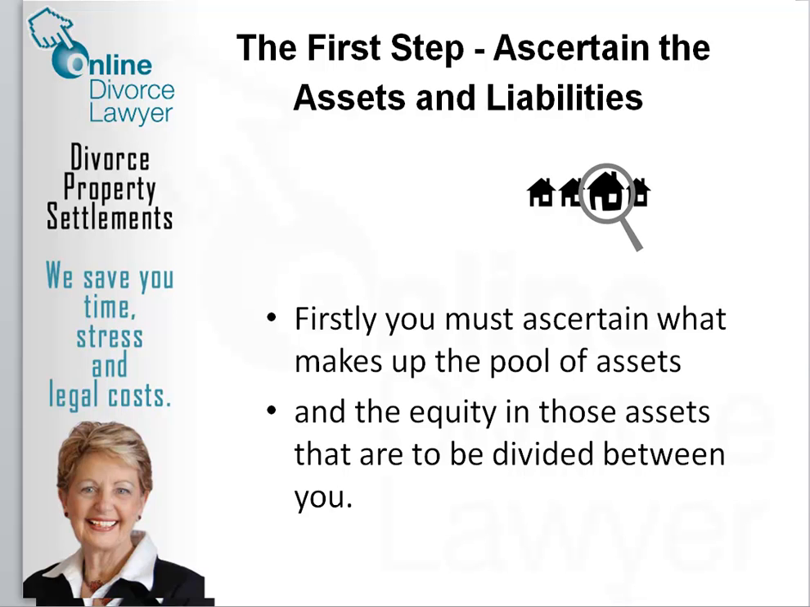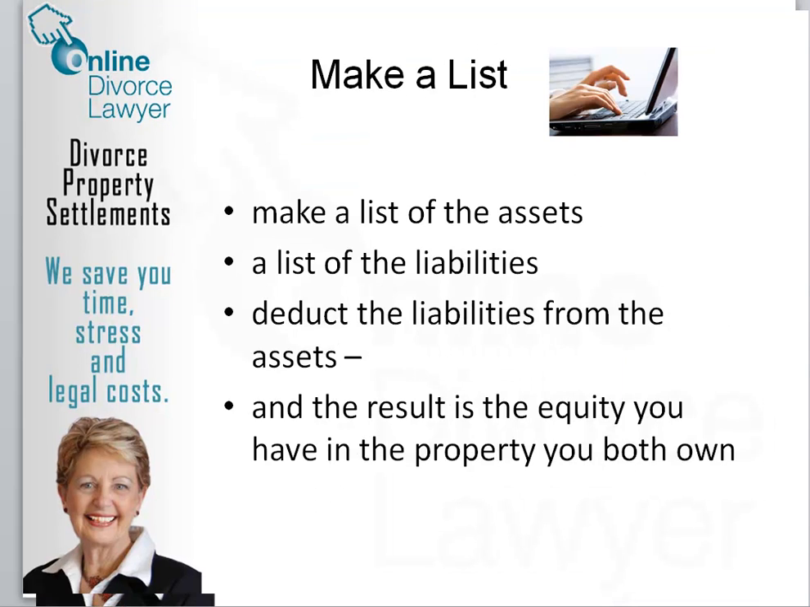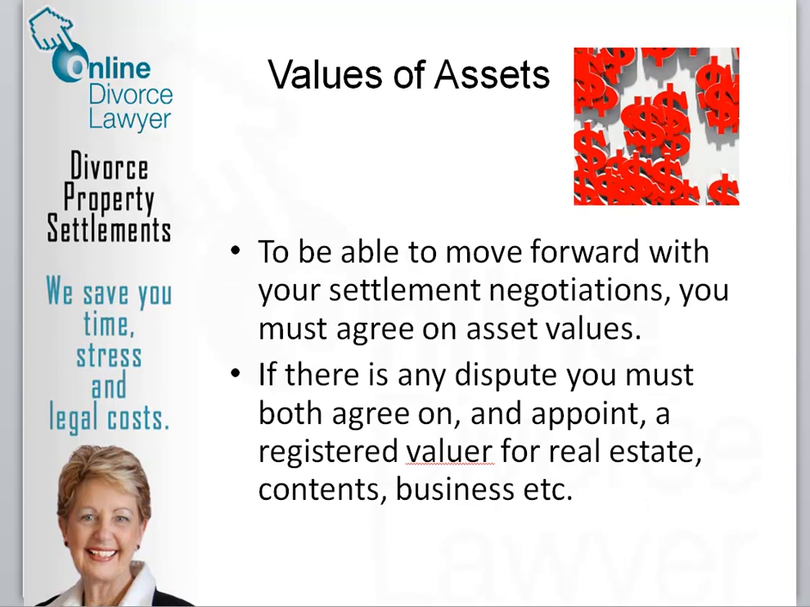So the first step is to ascertain assets and liabilities. Firstly, you've got to work out what makes up the pool of assets and the equity in those assets that are to be divided between you. Best to make a list. So make a list of your assets, add those up, a list of the liabilities, add those up, then deduct your liabilities from the assets, and the result is the equity you have in the property that you both own.